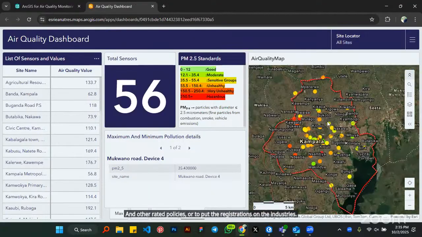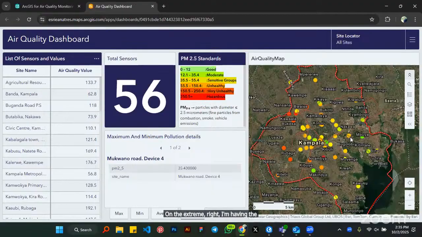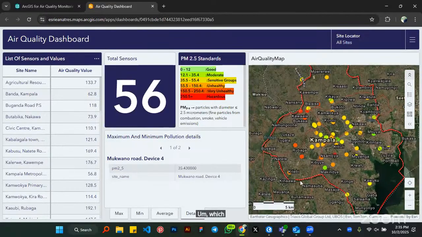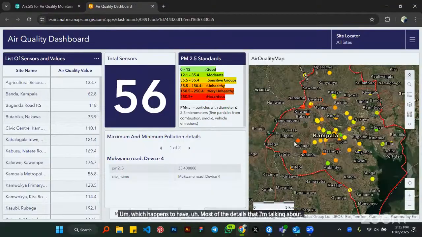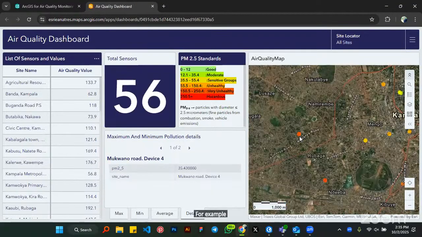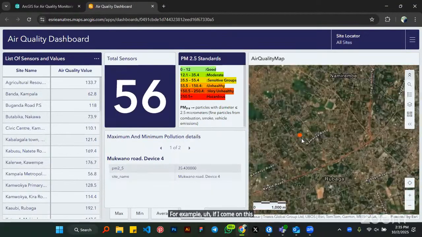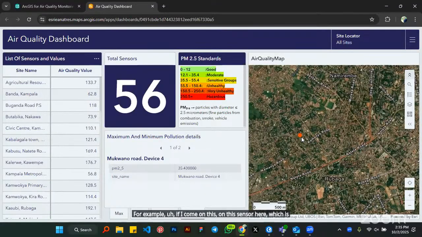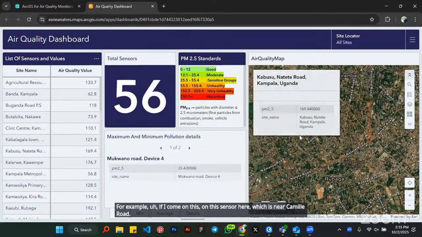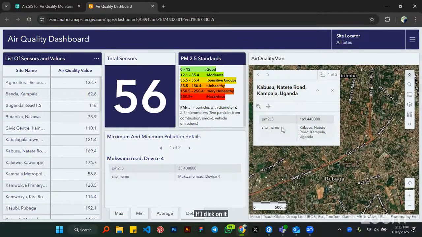On the extreme right, I have the air quality map, which has most of the details that I'm talking about. For example, if I come to this sensor here, which is near Kamia Road, and click on it, it displays the site name and also the value at that point.